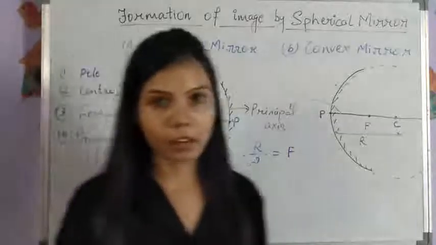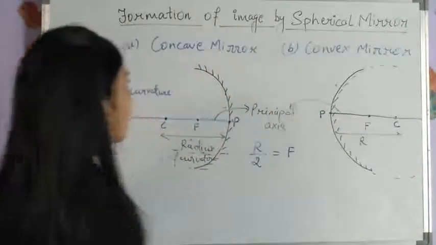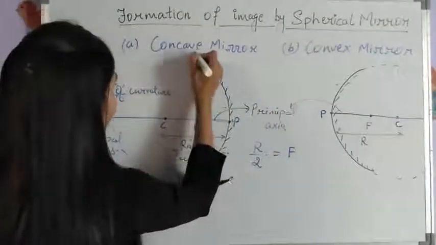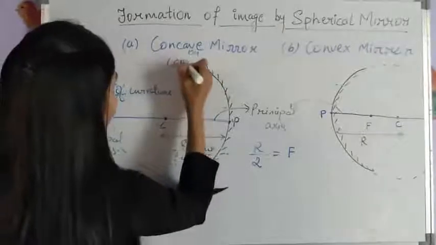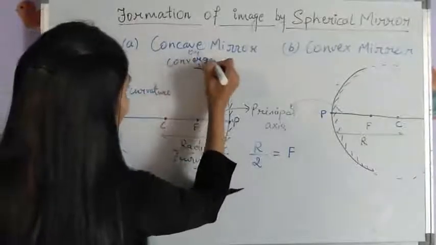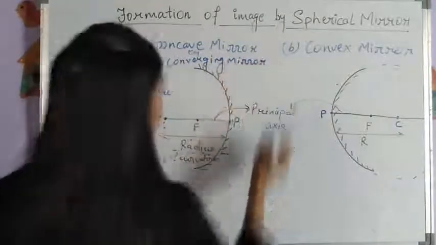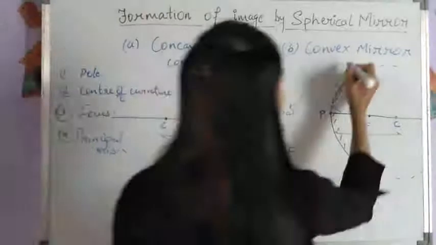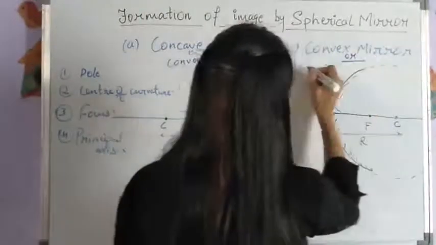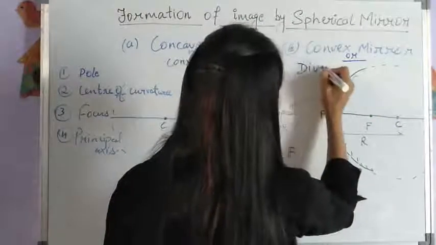One more thing is that concave mirror is very often termed as converging mirror, right? This is also known as converging mirror, and this convex mirror is also known as diverging mirror.